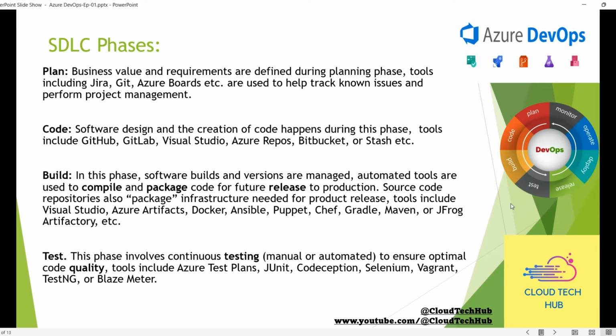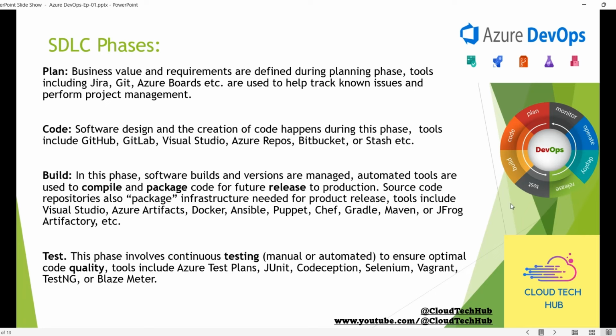The third phase of the SDLC is the build. In that phase, software builds and versions are managed. Various automated tools are used to compile and package code for future release to production. So in the build phase, basically code is compiled and packaged into a product.